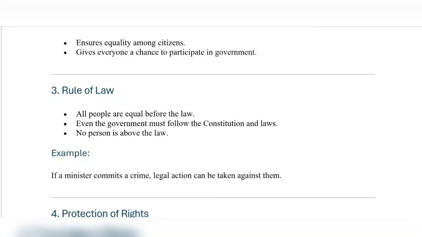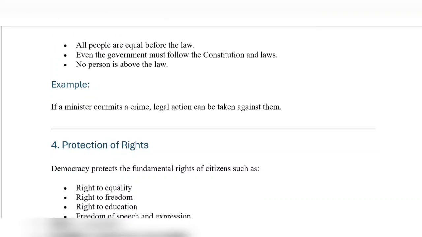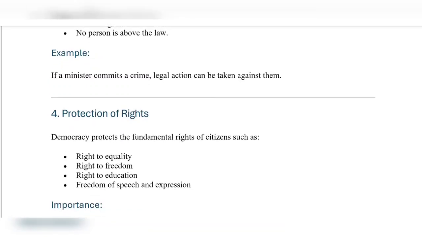Why? Because the law is written equally for all of us in the constitution. It gives every citizen certain fundamental rights, and because of that, we all are protected. We are living a life which makes us respectful in the society, which maintains our dignity. No person is above the law. If a minister commits a crime, legal action can be taken against them.